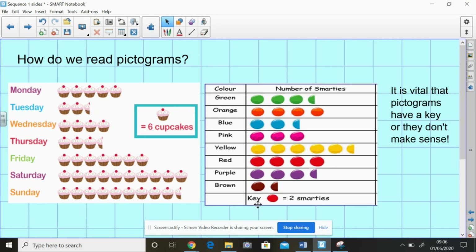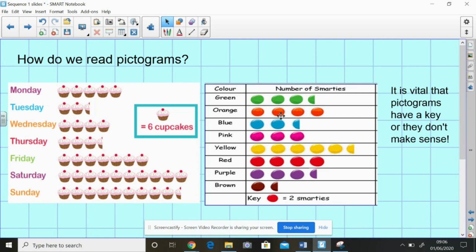We need to look at the key, and the key for this one is one red or coloured dot equals 2 Smarties. So each of these green dots equals 2 Smarties. This one is obviously half a Smartie, so half of 2 is 1. So this one equals 1. So 2, 4, 6, 7. 7 Smarties were green. Now let's look at orange.